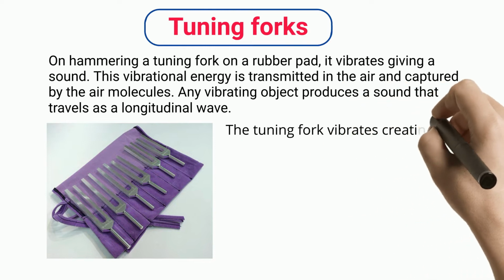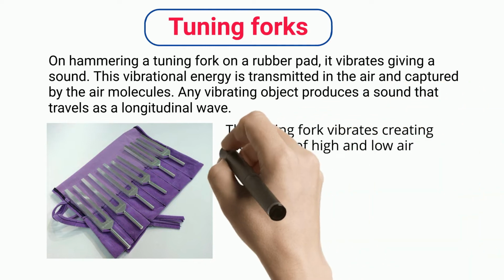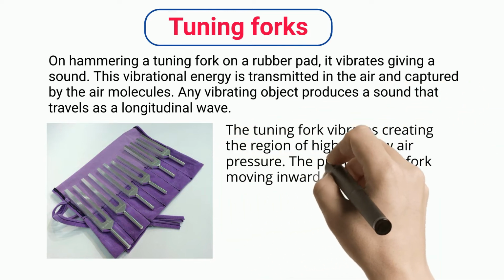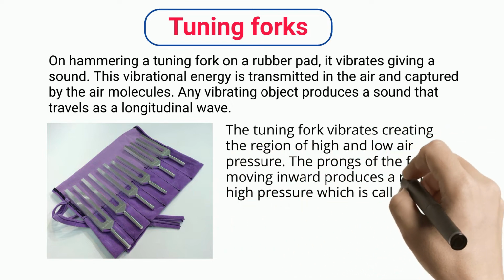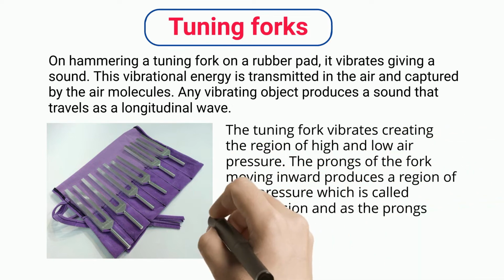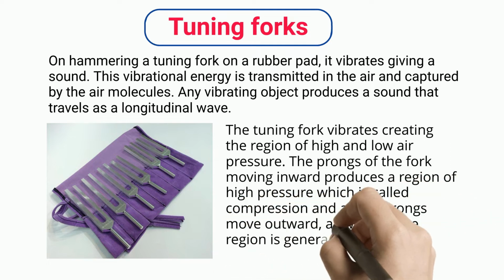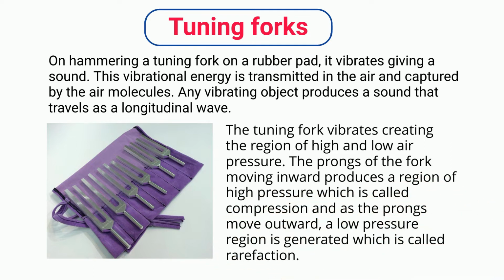The tuning fork vibrates, creating regions of high and low air pressure. The prongs of the fork moving inward produce a region of high pressure, which is called compression, and as the prongs move outward, a low pressure region is generated, which is called rarefaction.